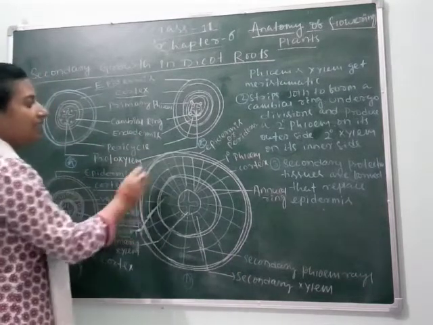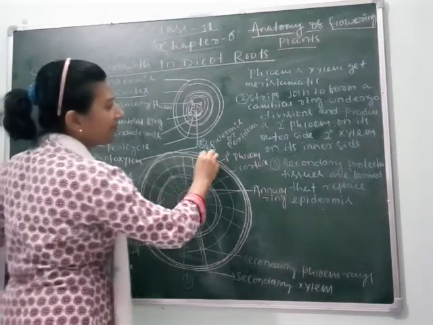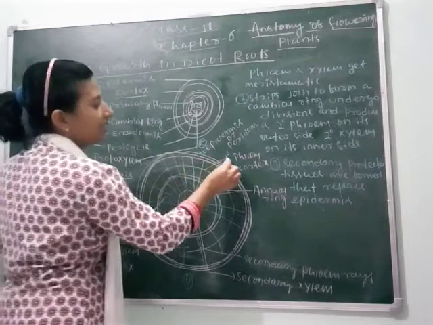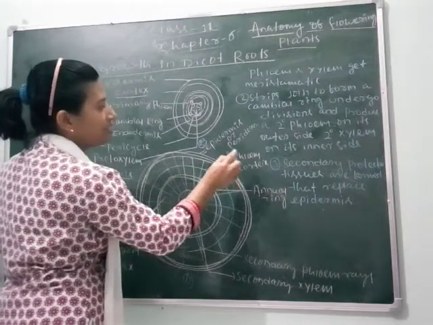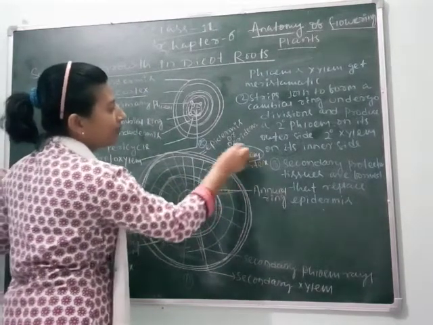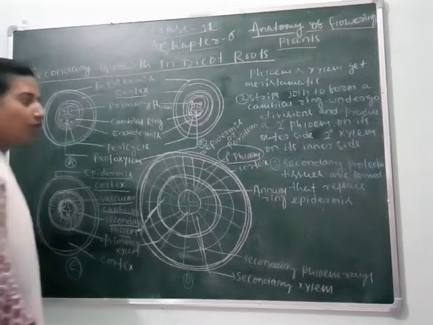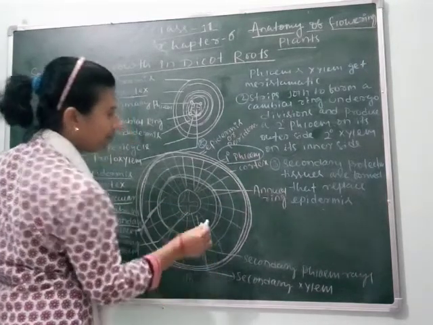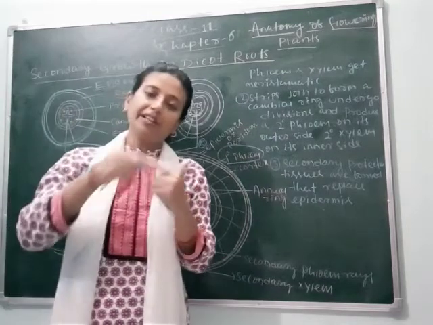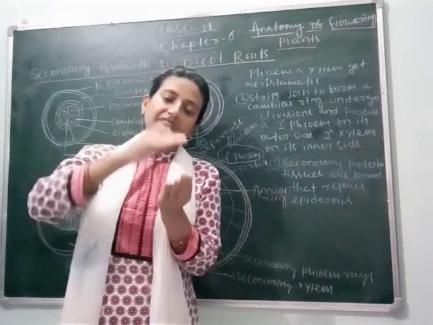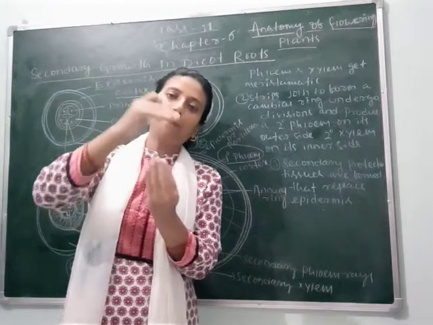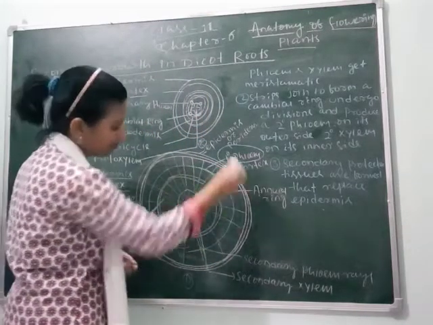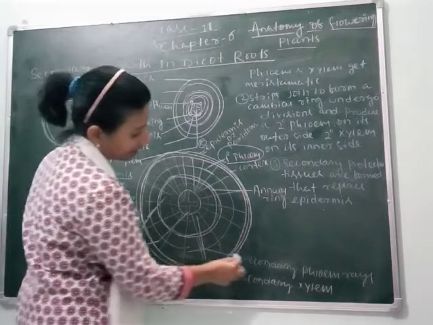So let's see again. This is epidermis, like in these three diagrams, the outer layer epidermis. Then this is primary phloem. Primary phloem means initially formed phloem. Then here is the secondary phloem, means when the cambial ring formed, it divides the phloem into primary and secondary, due to which here is the primary phloem and here is the secondary phloem.